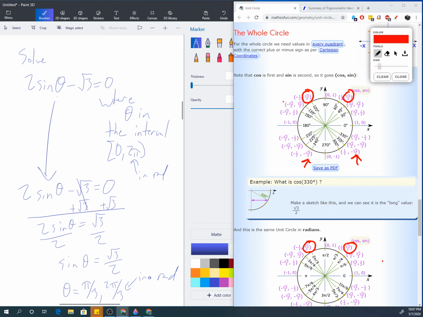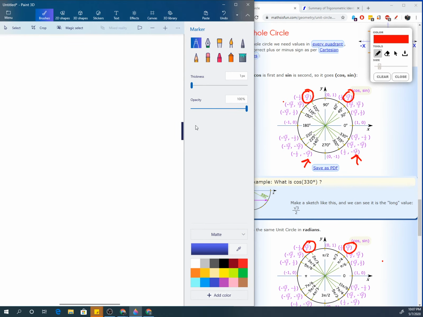Alright, let's try another problem. So we're going to do 2 cosine theta plus the square root of 2 equals 0 on the interval 0 to 2 pi. This is a way of saying the same thing as 0 is less than or equal to theta is less than 2 pi. When it's got the square brackets, remember, it's got the equal sign. When it's got the rounded brackets, no equal sign on that.